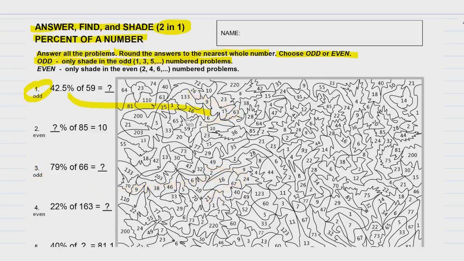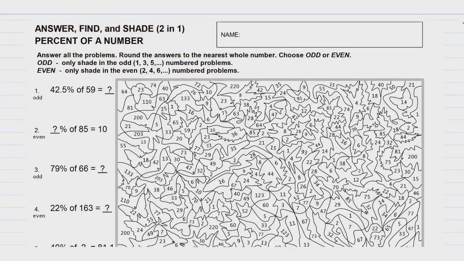And if you do the even, it's the opposite. You would only shade in the even numbered problems like 2, 4, 6, 8, 10, 12, 14. So you'd solve number 1, but you wouldn't shade it in. You would solve number 2, you would shade that one in. You would solve number 3, but you wouldn't shade it in. You would solve number 4, and you would shade that one in. You still have to answer all the questions, but when it comes to shading, you only shade in the odd or the even. It's your choice.